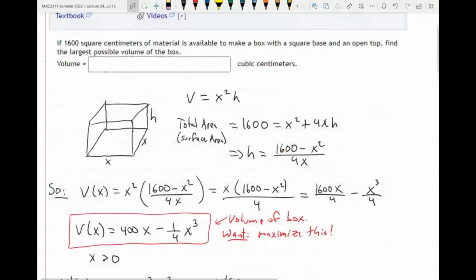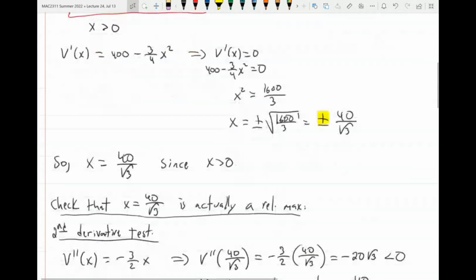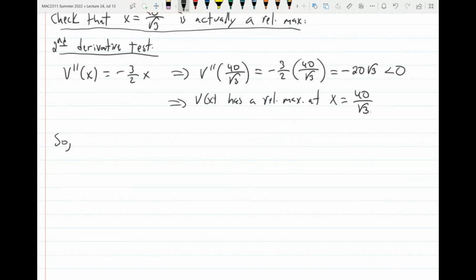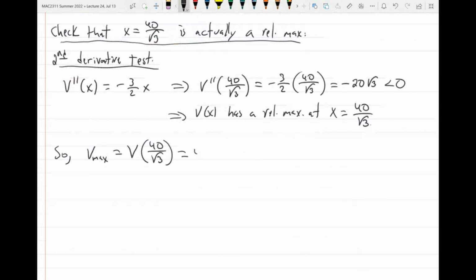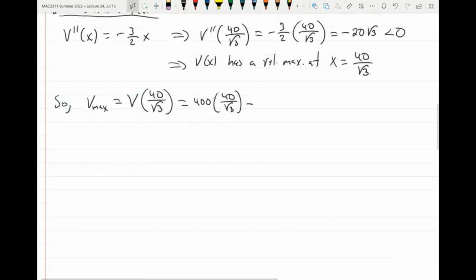Now the question asks for the maximum volume. So we plug in that number to get the maximum volume. Okay? So maximum volume is the volume formula evaluated at this number, 40 over square root of 3. And it was 400 times x minus a quarter x cubed. So that's 1 over 4 times this guy cubed. And let's compute this number.